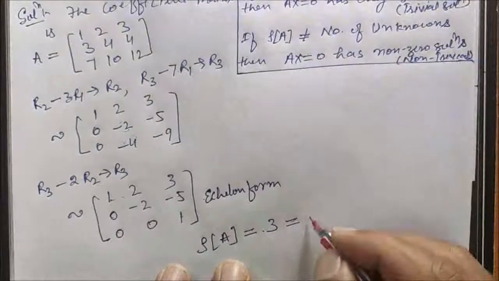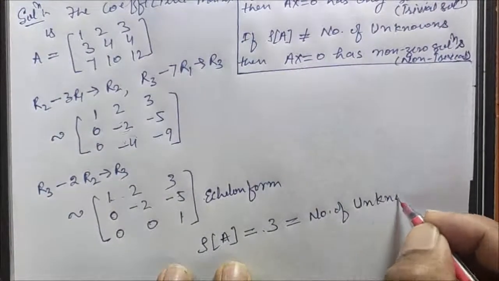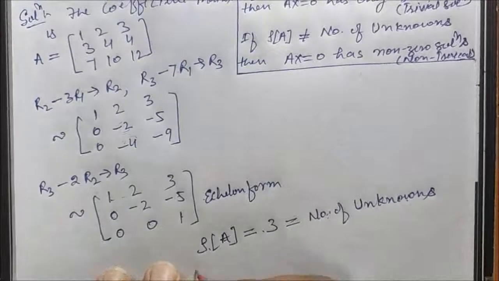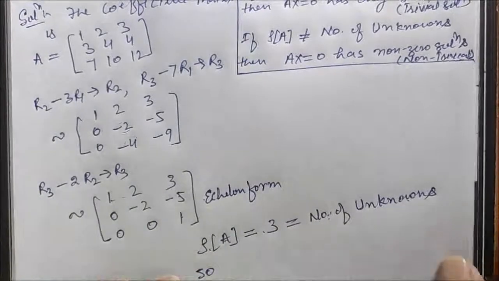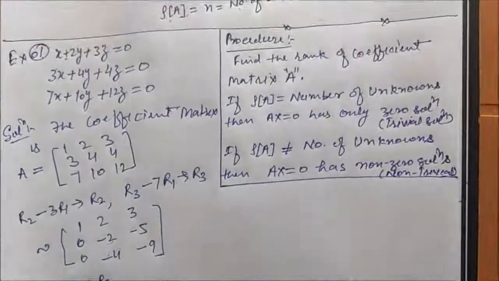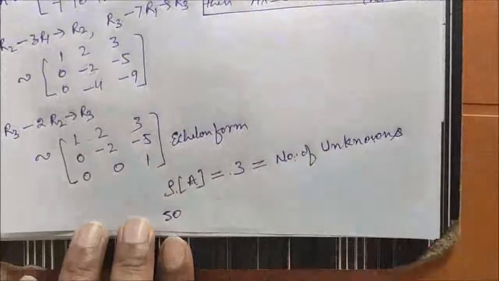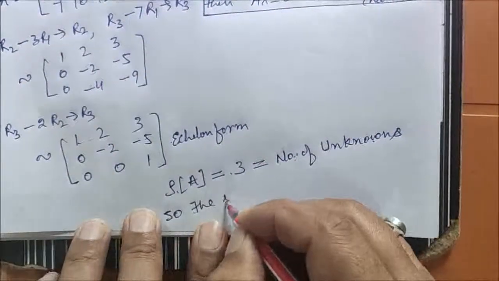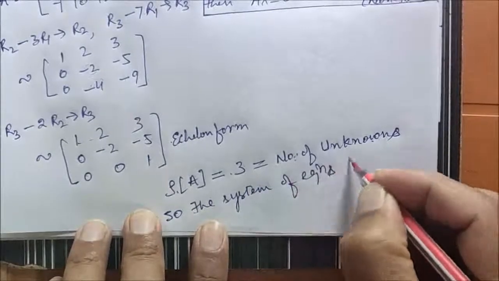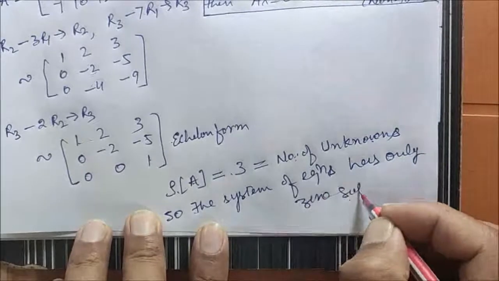So this 3 and the number of unknowns is also 3. Therefore, rank of A is equal to the number of unknowns, and so this is the case when the equation has only the 0 solution. Only the 0 solution. You can see it here. Therefore, the system of equations has only the 0 solution.